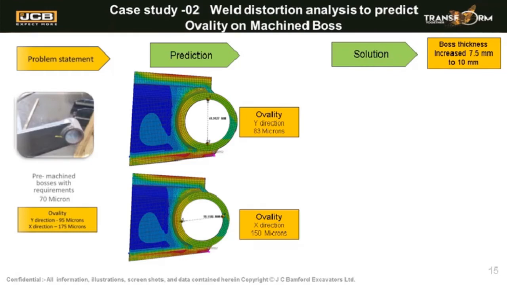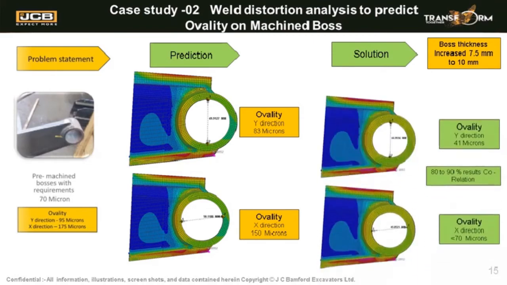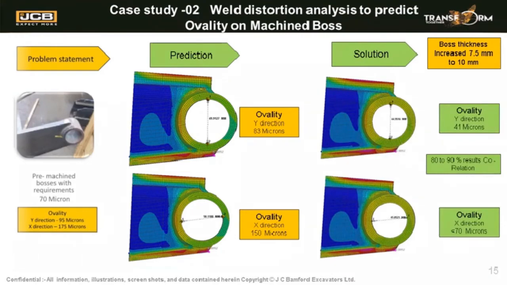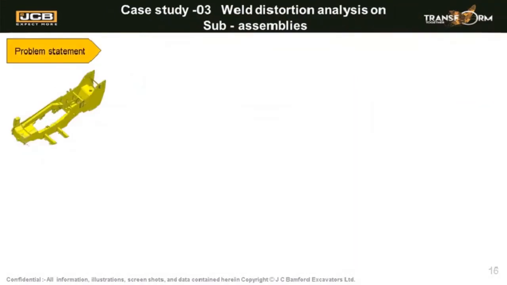In this case, the solution was to increase the boss wall thickness from 7.5 millimeters to 10 millimeters. And these are the final results that we got, well within the 70 micron allowable limit. And this case study has shown how we can get acceptable correlation and validate a solution without relying on those expensive, time-consuming multiple physical weld trials.